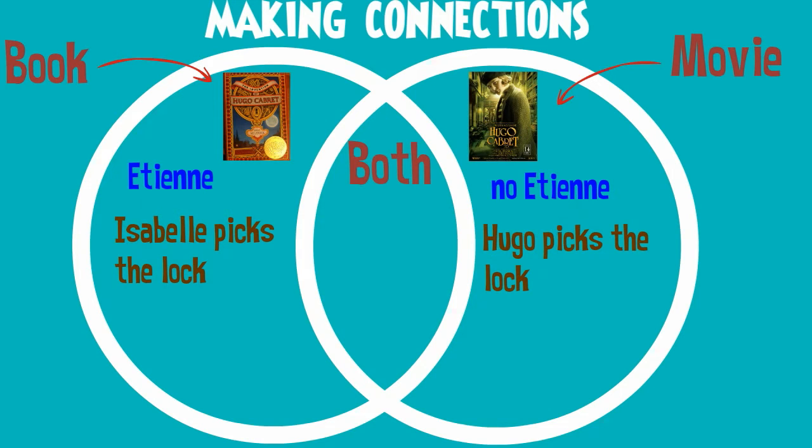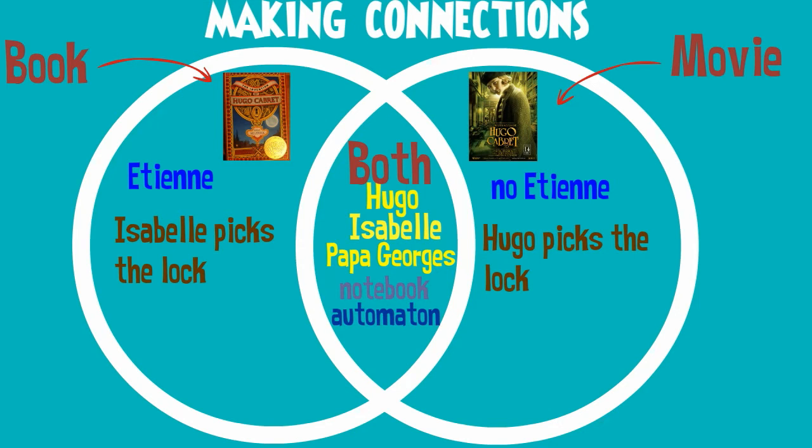Well, many of the characters, like Hugo, Isabelle, and Papa Georges, are the same. And in the beginning of the book and the movie, Papa Georges took Hugo's notebook and threatened to burn it. And the automaton, that mechanical thing, plays a really big role in both the book and the movie.